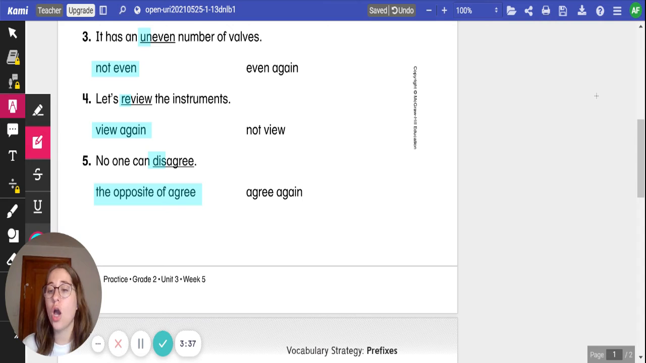For number 3, our prefix in uneven is un, which means not, so not even is our meaning. Number 4, our word review, re, R-E is our prefix, and that means again, so our meaning is view again. And number 5, our underlined word is disagree. Our prefix is dis, and that means opposite. So our meaning is opposite of agree.